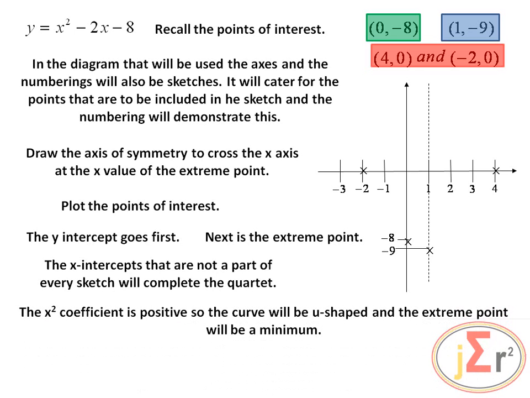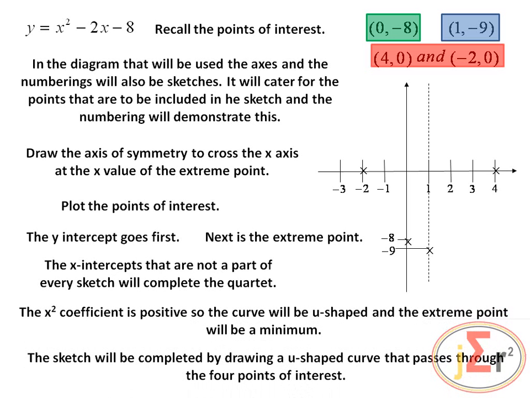The x squared coefficient is positive, so the curve will be U-shaped and the extreme point will be a minimum. The sketch will be completed by drawing a U-shaped curve that passes through the 4 points of interest. Curve has to pass through this point, this one, and that one, and it has to be U-shaped. Of course, it is going to be impossible to draw an umbrella-shaped curve that will pass through all of these points.